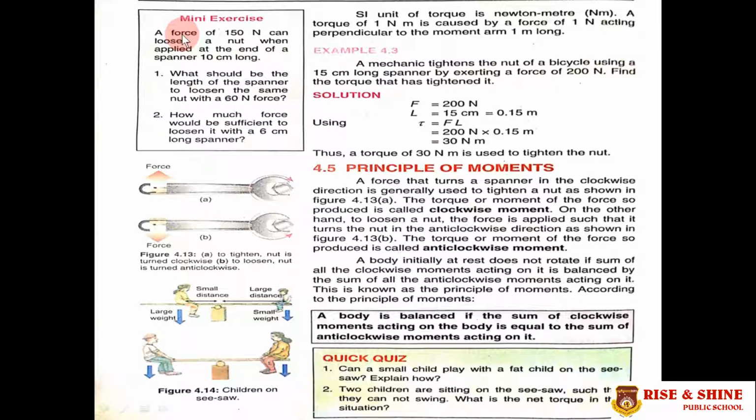This is the mini exercise. A force of 150 Newton can loosen a nut when applied at the end of a spanner 10 centimeter long. We convert this 10 centimeter to meters, which is 0.1 meters. To find the torque, tau is equal to F cross L. This is F, this is L, and you can easily find the torque. What would be the length of the spanner? Now you find the length, and you are given the force. The torque which we found here is used in this example. Force is given, torque is 15 Newton meter as found here, and you can easily find the length of the spanner with this formula.